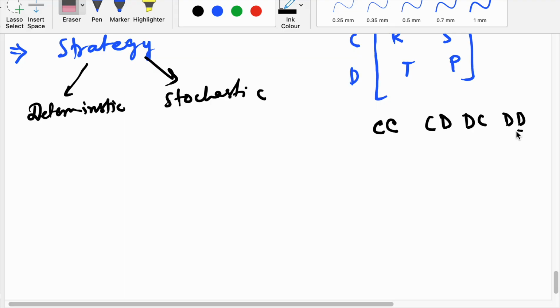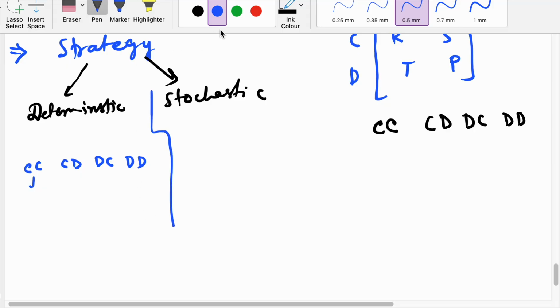Now a deterministic strategy means I may decide that if CC comes, I will cooperate. This is the deterministic strategy. So if CC comes, I will choose cooperation. If CD comes, I will choose defection. If DC comes, I will choose again cooperation. If DD comes, again defection. So this is one of the deterministic strategies.